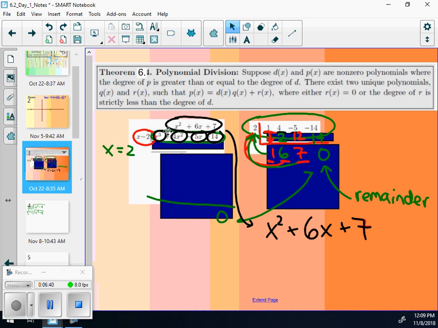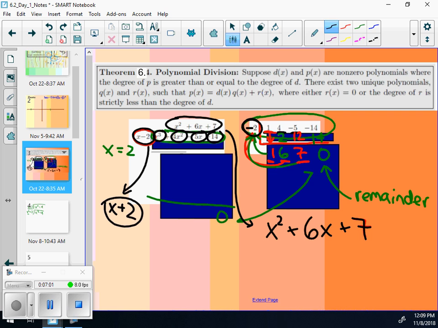Now, if here, instead of this x minus 2, this had been an x plus 2, what would we have changed about our divisor over here? This would then be a negative, because we are looking for the x-intercept of the divisor, not just looking at the number.